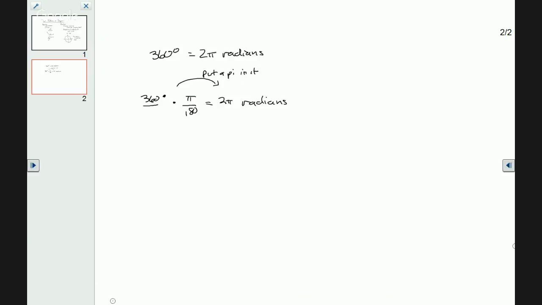I know this year we eat too much pie. I think I've eaten 2 or 3 the last week, but put a pi in it. Yeah.